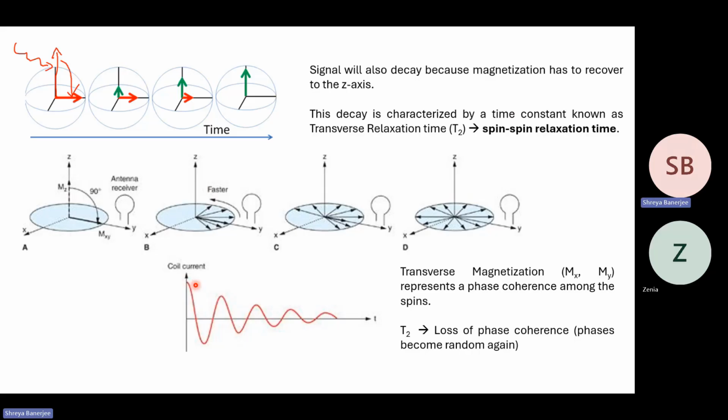So if you imagine the initial signal where the entire component was in the XY direction, this is the highest signal. And as the XY component is decaying, the signal also decays. Till at a point, the signal completely becomes 0. So this is the entire process by which the spin is relaxing.